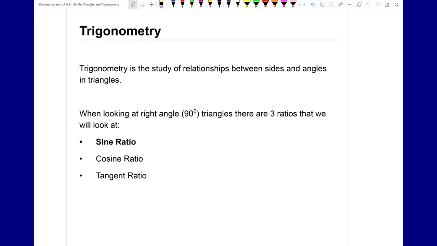So again, trigonometry is the study of relationships between sides and angles and triangles. We're going to be focusing on a right angle triangle, or a triangle with 90 degrees in it, and there are three ratios. We've already looked at tangent, and today we're going to look at the sine ratio.